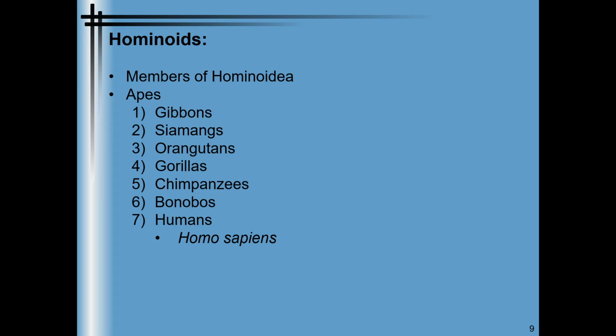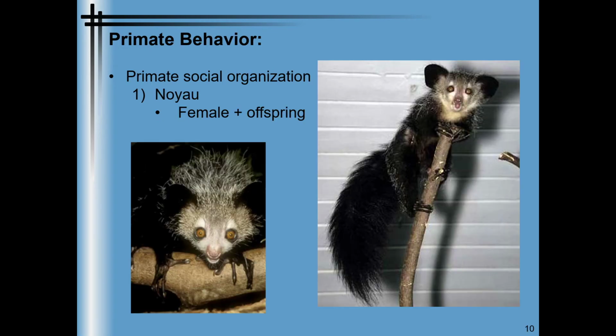So let's begin discussing primate behavior now that we're getting into that. We're going to begin with primate social organization, how primate groups are organized in the wild. We have 4 different types of primate groups. Okay, the first is the Noyau. This is the simplest social group. It's found among nocturnal primates. It's typically an individual female and her offspring.